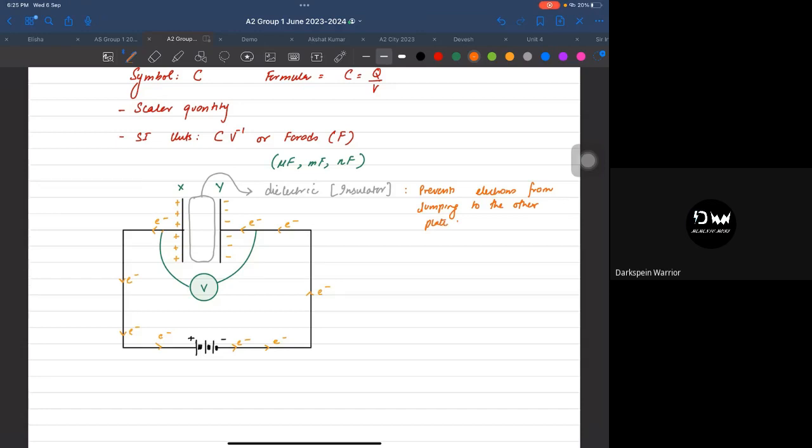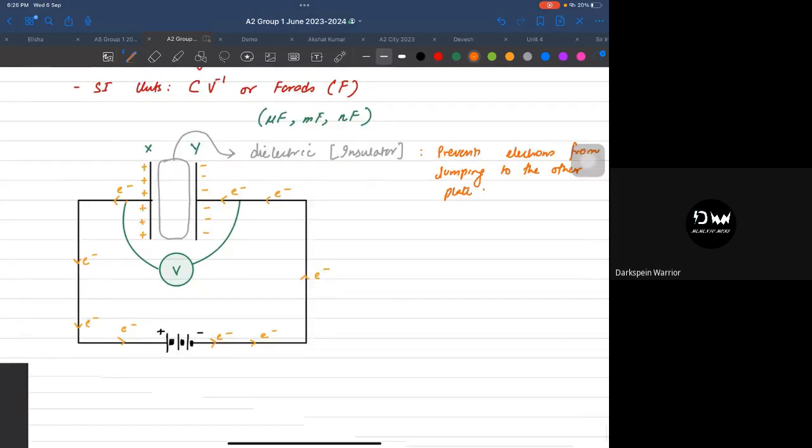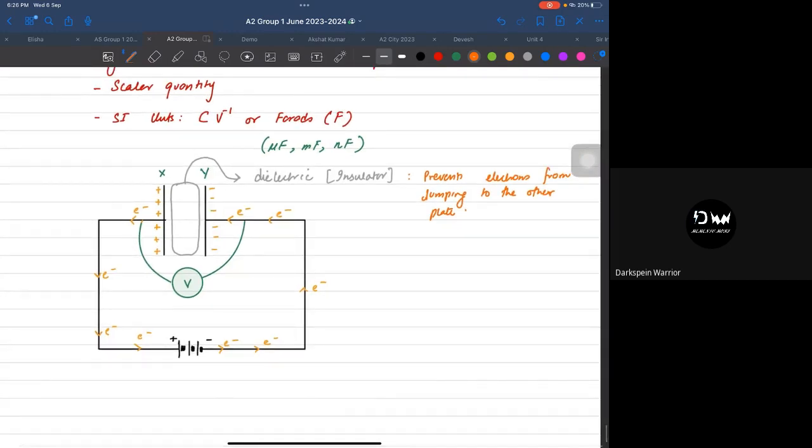Okay, now you can basically draw this. Also write a few things here. You can say there are equal numbers of positive and negative charges on each plate.